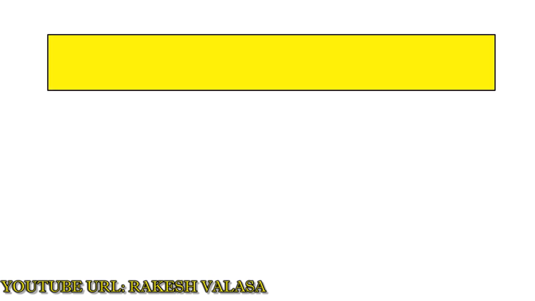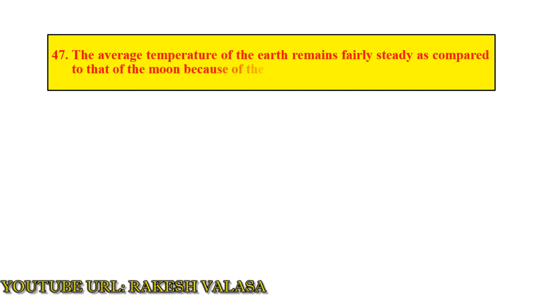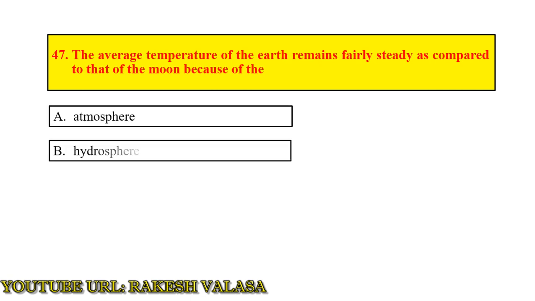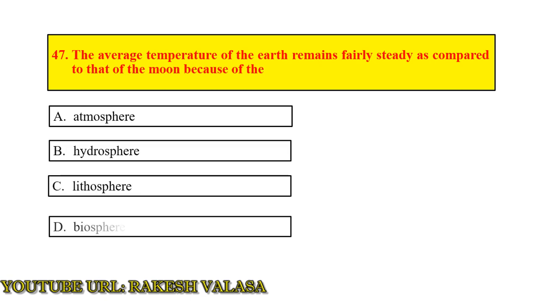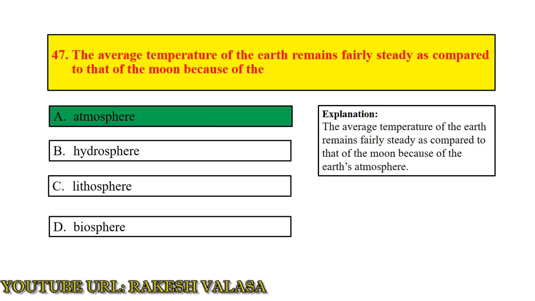Question number 47. The average temperature of the earth remains fairly steady as compared to that of the moon because of the. Answer. Atmosphere. Explanation. The average temperature of the earth remains fairly steady as compared to that of the moon because of the earth's atmosphere.